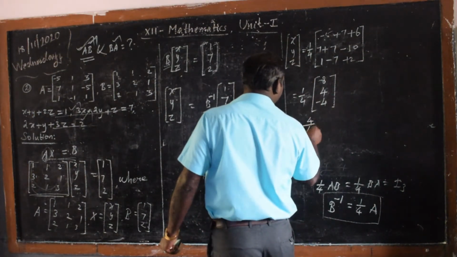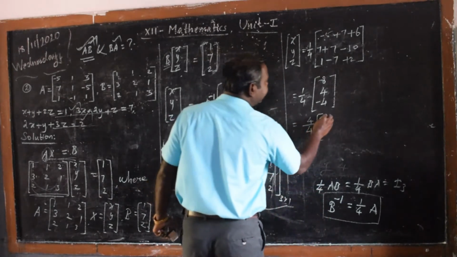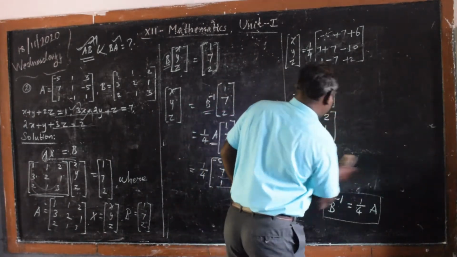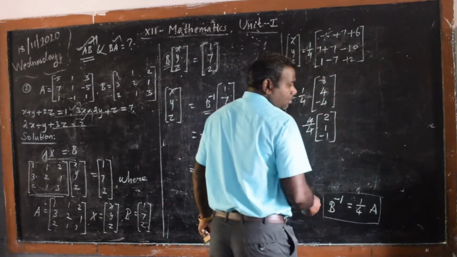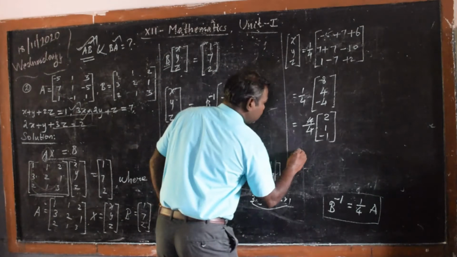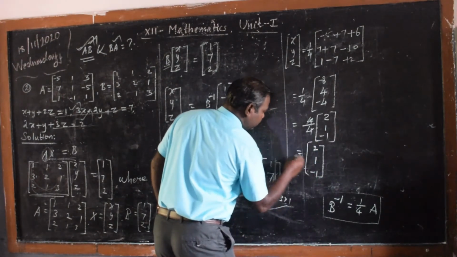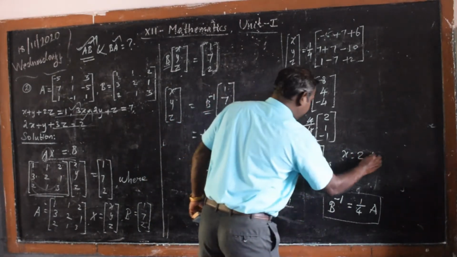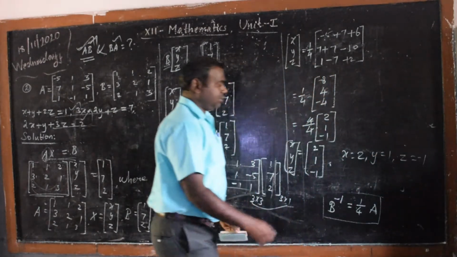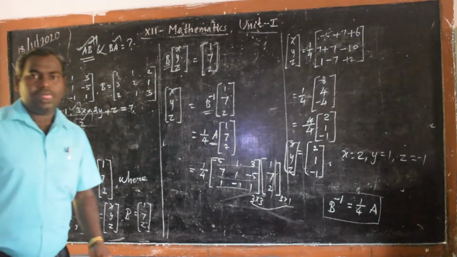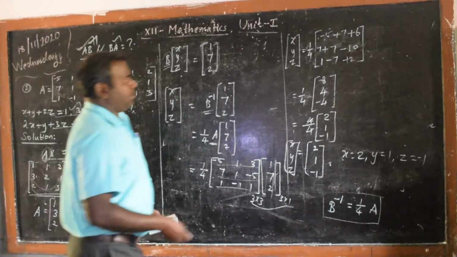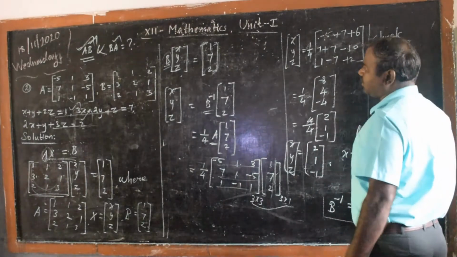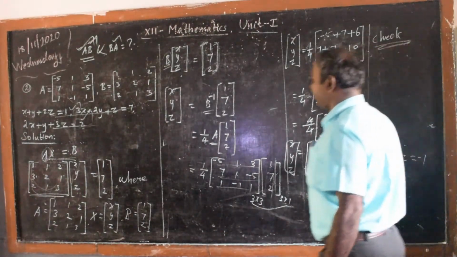Take this, 4 is common. So 4 into 2, 1, minus 1, and the 4 cancels. So x is equal to 2, y equal to 1 and z equal to minus 1. This is our solution. Check: x is 2, y equal to 1, z equal to minus 1.